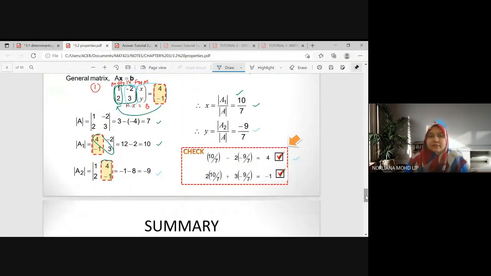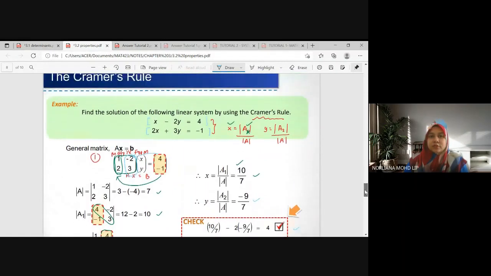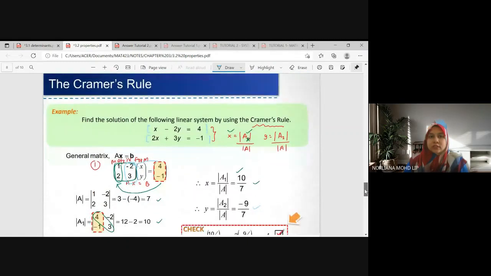Okay, any questions? So this is the last example for chapter 3, Cramer's rule.